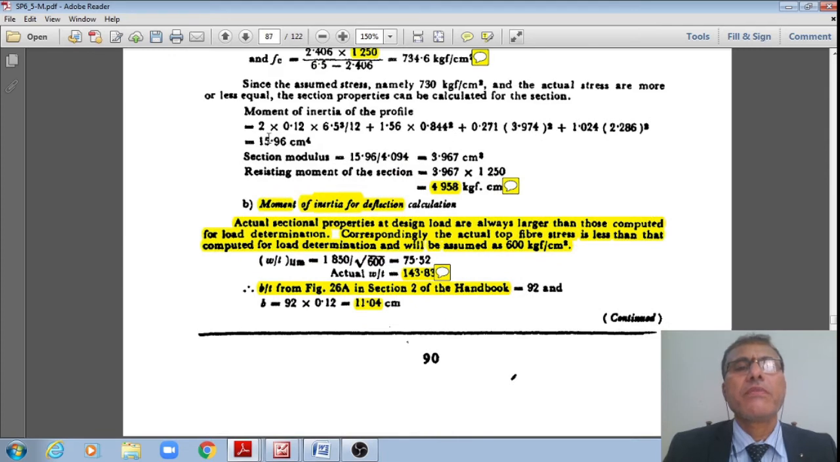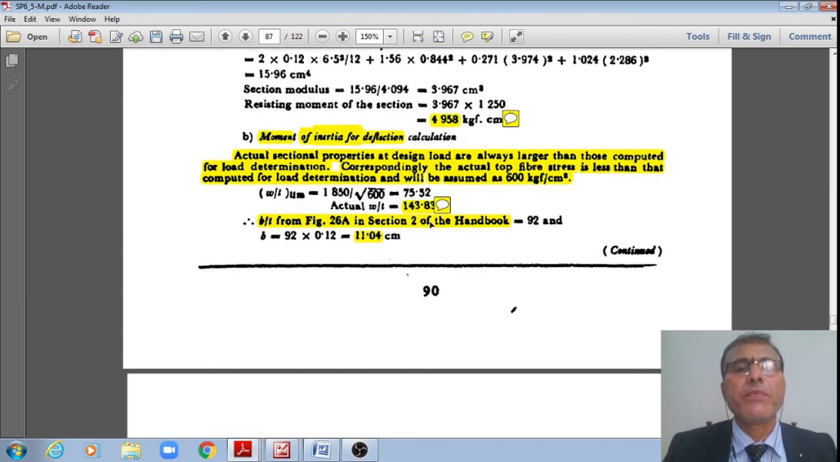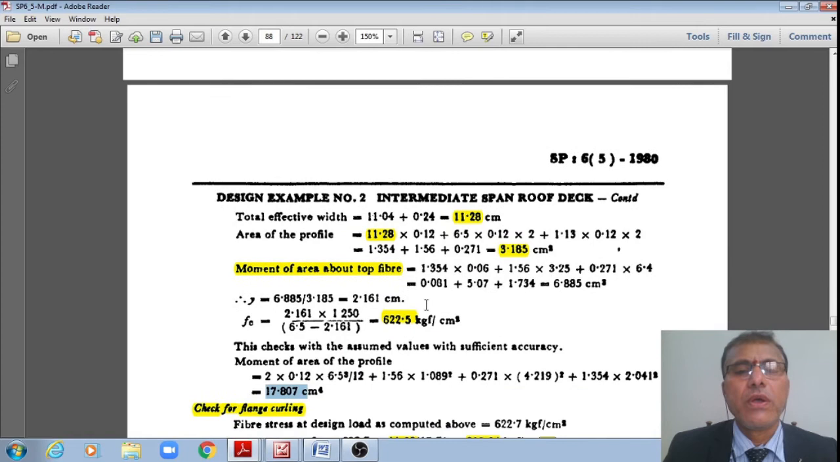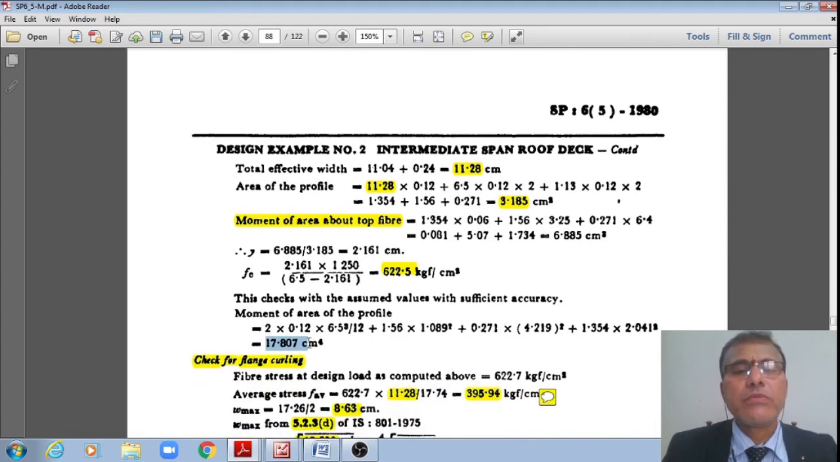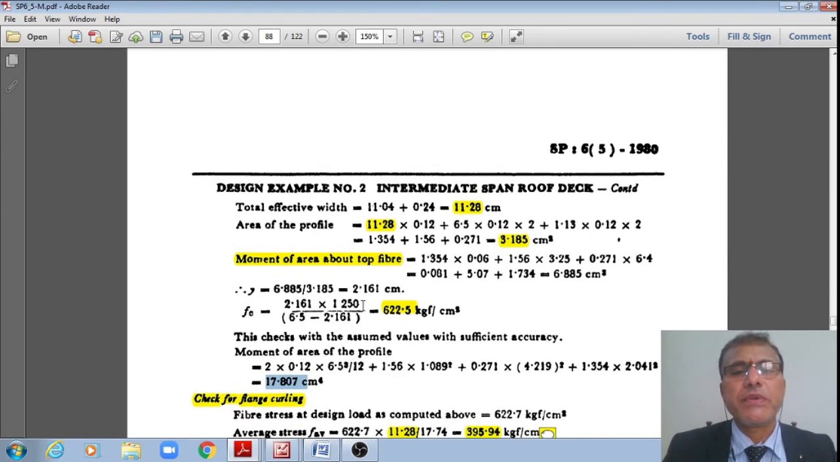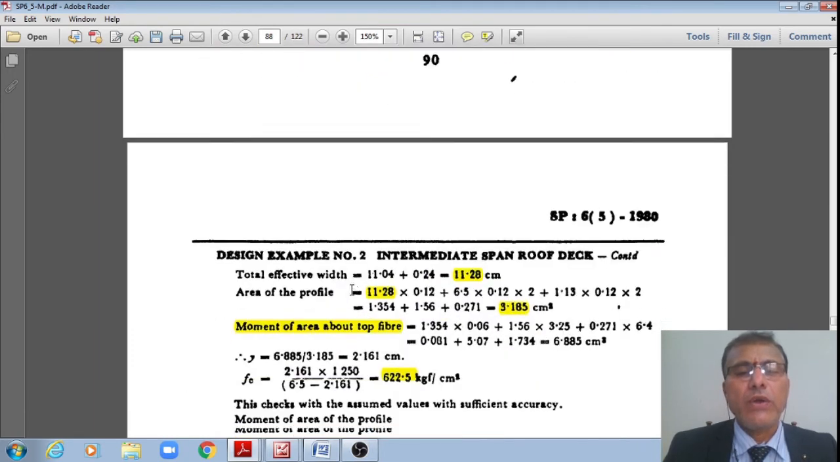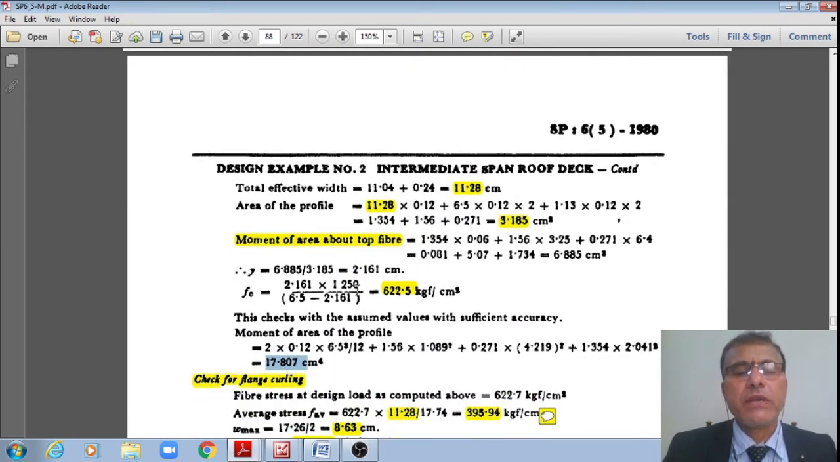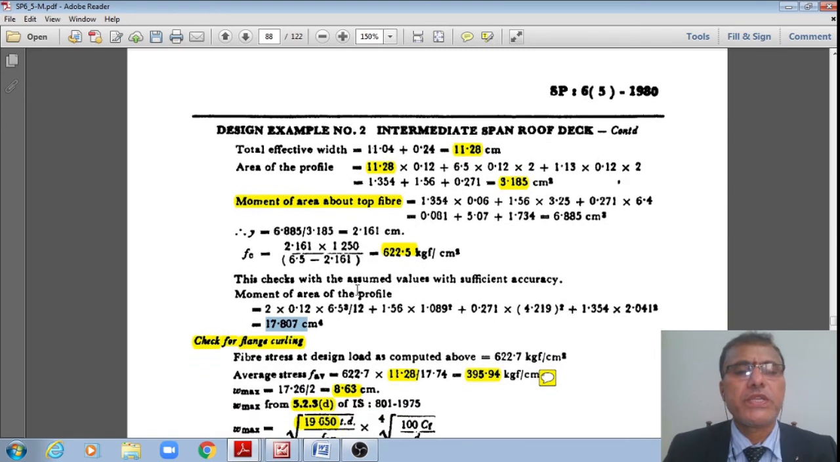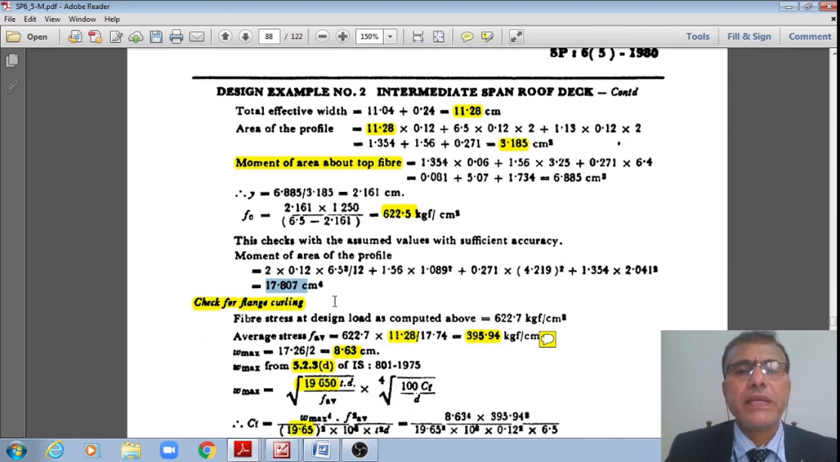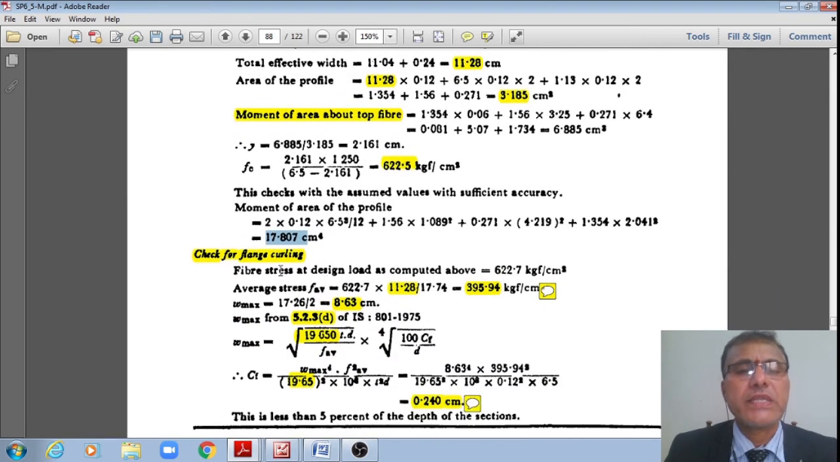Now, compared to the previous moment of inertia, which is equal to 15.96, now I do have an increased moment of inertia, 17.807. Previously it was 15.96. Please make a note of that, right? Therefore, the moment of inertia for deflections will be increasing, right? Now here it has increased, right?